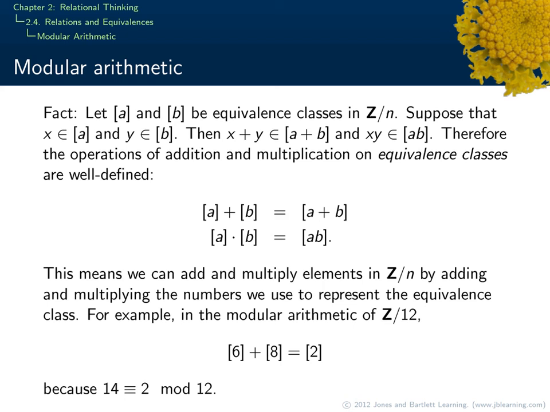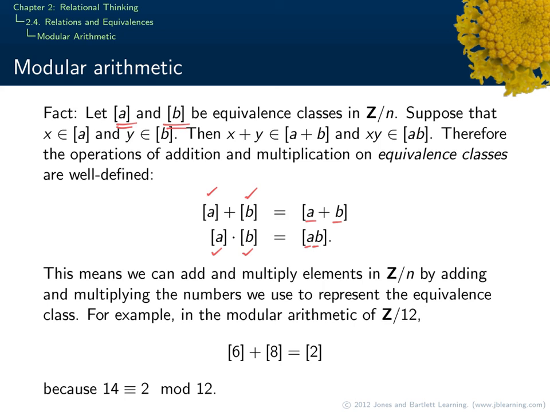Now we can form an arithmetic using these equivalence classes mod n. If I take two equivalence classes represented by A and B, respectively, I can add these two equivalence classes together just by adding the representatives A and B and then considering the equivalence class that contains the sum A plus B. Same for multiplying two equivalence classes. I just multiply the two representatives A and B, I get a number, and then I look at the equivalence class that contains that number.